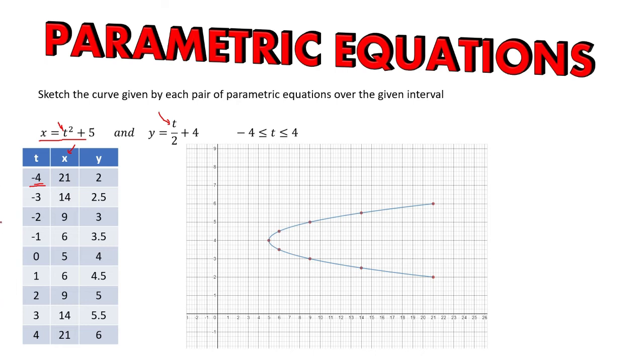And when you find them, you plot on the graph. For example, when t is negative 4, x is 21, and y is 2, so you get the point 21, 2. And when t is negative 3, x is 14, and y is 2.5, so you plot 2.5 here. This is this point. And now creating the table, for the values of t in the corresponding interval, you plug into the expression of x, you plug into the expression of y, you find the coordinate points, you plot them, and you create the curve.